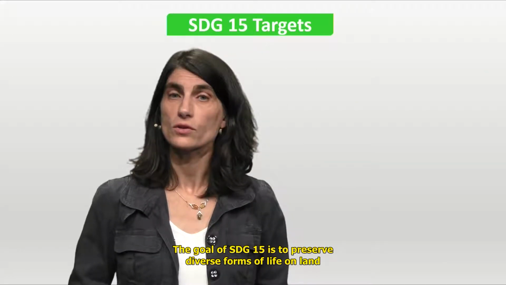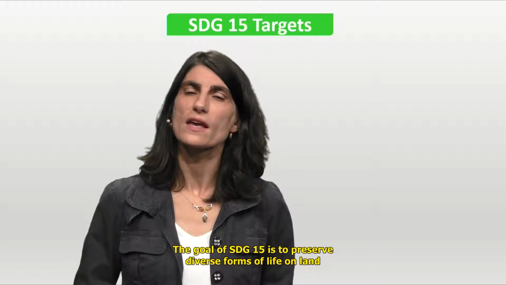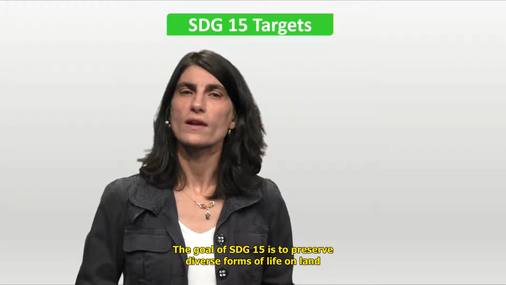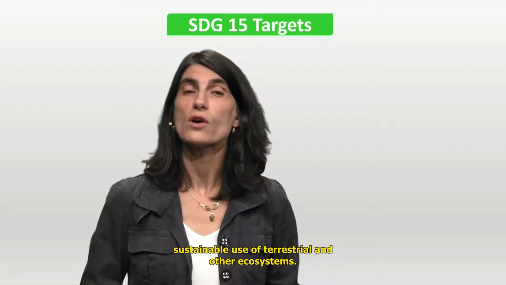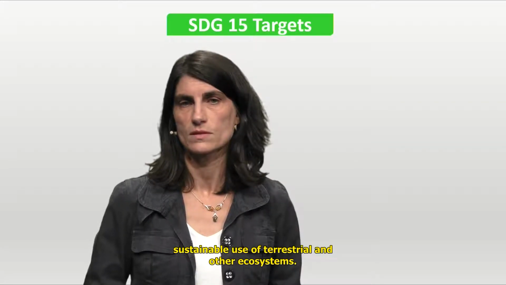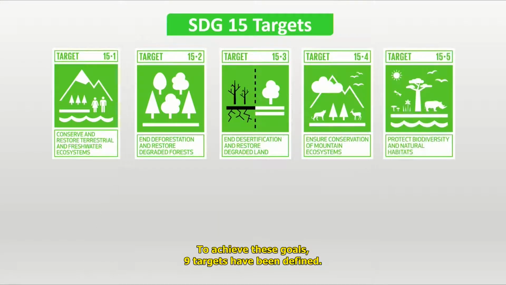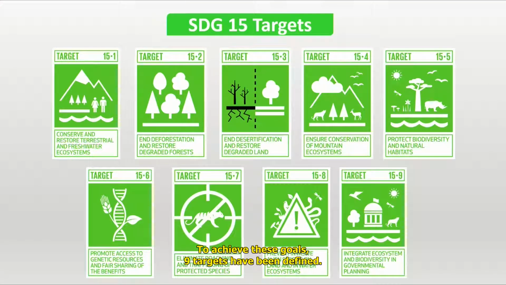The goal of SDG 15 is to preserve diverse forms of life on land and restore and promote the conservation and sustainable use of terrestrial and other ecosystems. To achieve these goals, 9 targets have been defined. As you can see, they focus specifically on managing forests sustainably, restoring degraded lands and successfully combating desertification, reducing degraded natural habitats, and ending biodiversity loss.